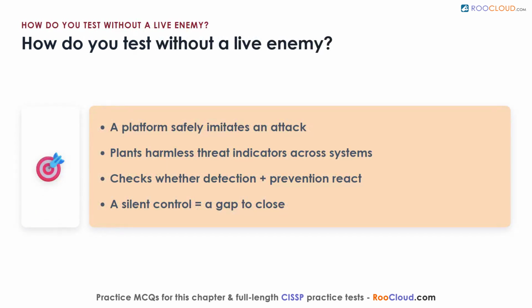How do you test your defenses without a live enemy? With a platform that safely imitates an attack. This kind of automated simulation plants harmless threat indicators across your systems. A suspicious file here, some beaconing traffic there, to see whether your controls react. It is not really attacking you. It is quietly checking whether your detection and prevention would catch a real intruder. When a control stays silent, you have found a gap worth closing. It is a fire drill for your security stack, run without ever lighting a fire.